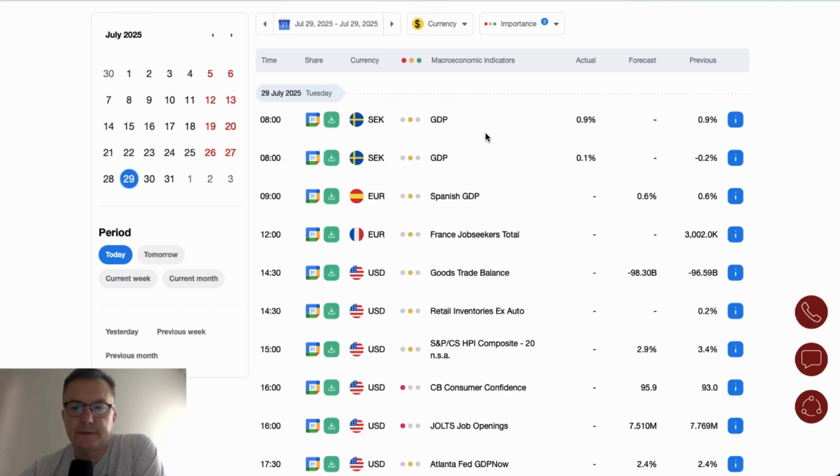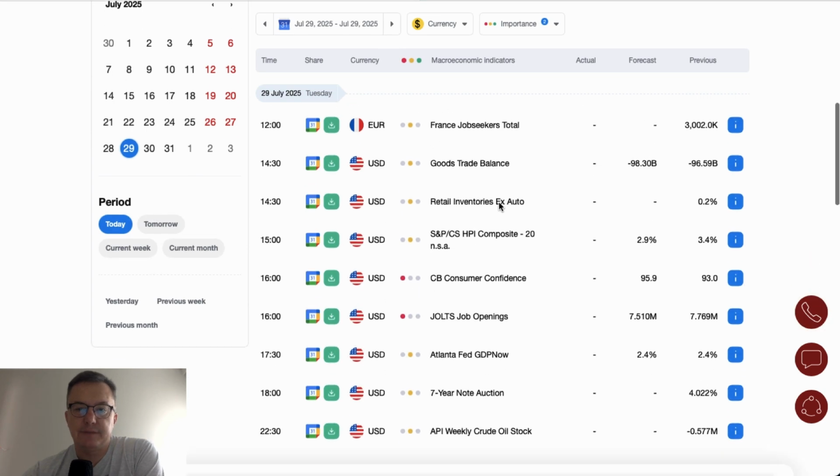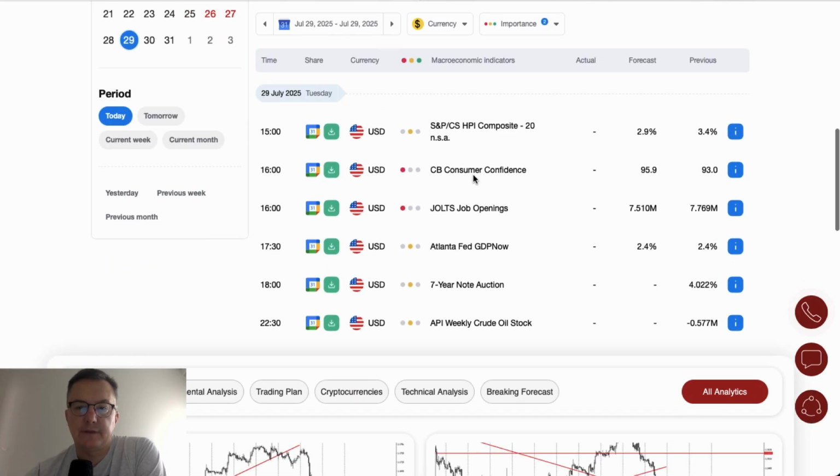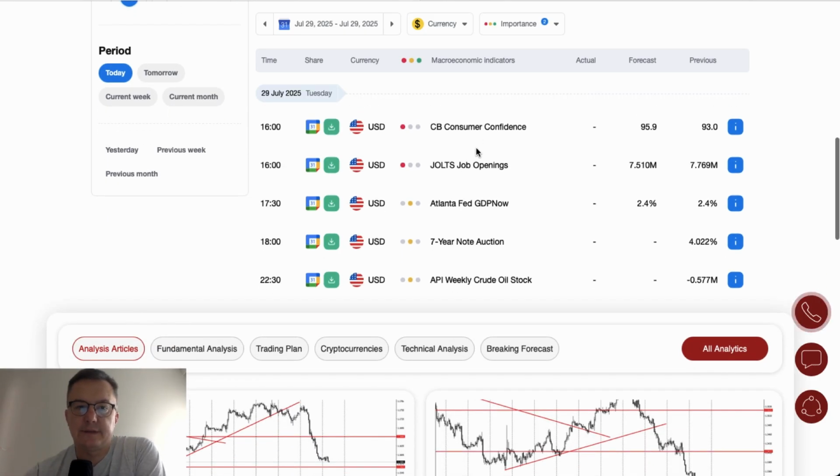GDP from Sweden is scheduled for release at 8 o'clock, and Spanish GDP is scheduled for release at 9 o'clock. Then we jump straight onto the US session. We have the goods trade balance data and real inventories data scheduled for release at 2:30. At 3 o'clock, we got the HPI composite 20 data scheduled for release, and then we got two major data events for today.